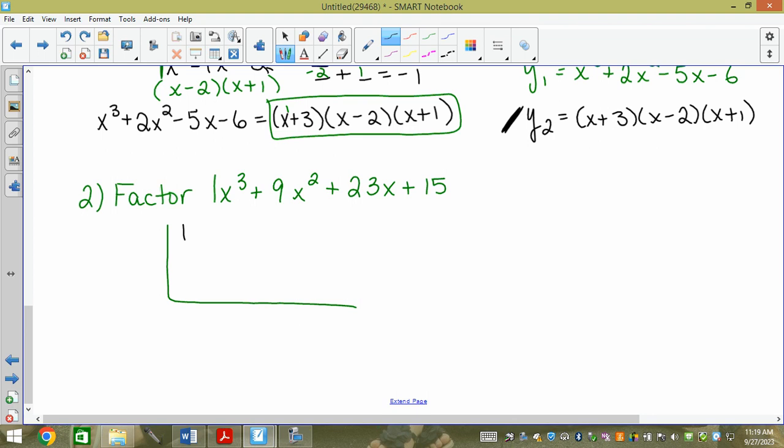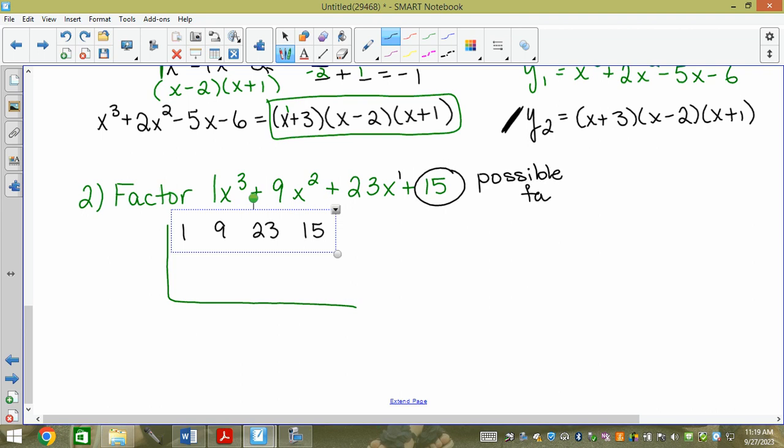So we have 1, 9, 23, and 15, and I can write them all down because it's 3, 2, 1, 0 technically. If I want to state the possible factors, they would be the factors of 15. So plus or minus 1, plus or minus 3, plus or minus 5, plus or minus 15. When you go to your calculator, what's the lowest x-intercept? Because that's what I'm looking for. Negative 5. So I'm going to say x equals negative 5.